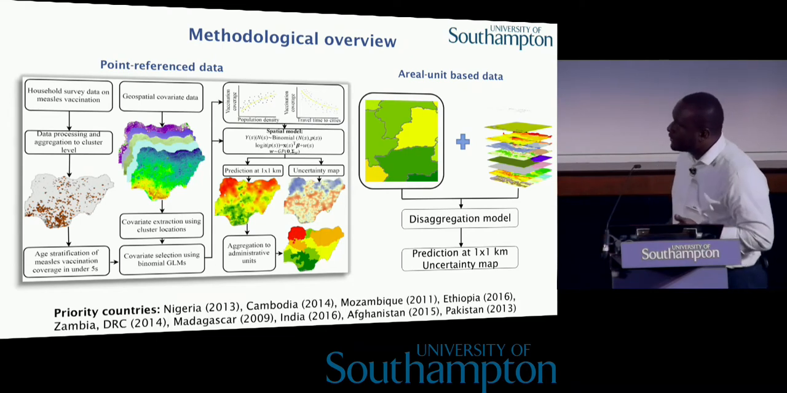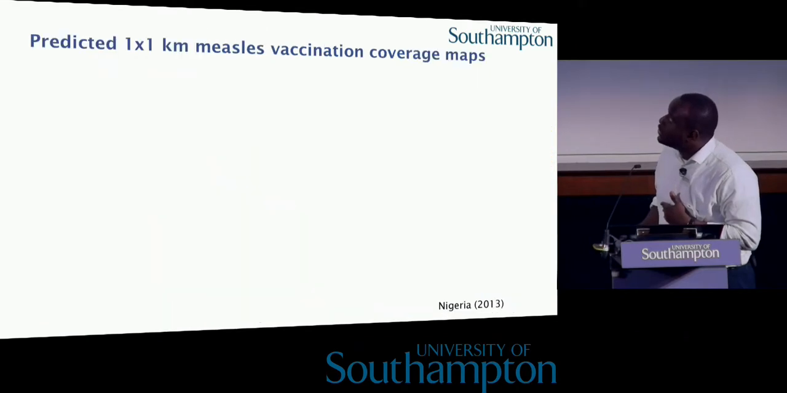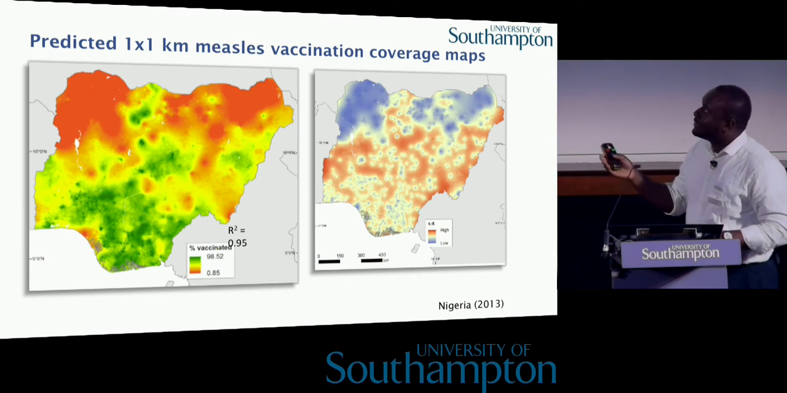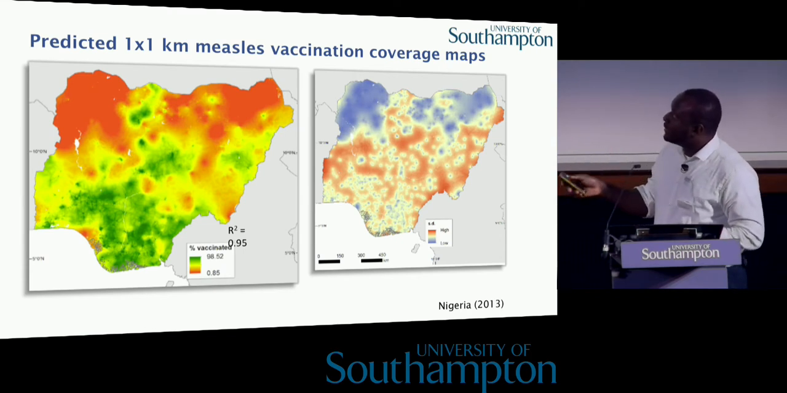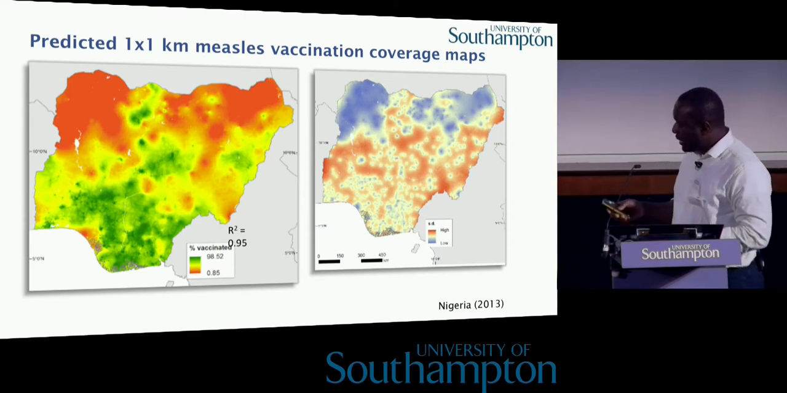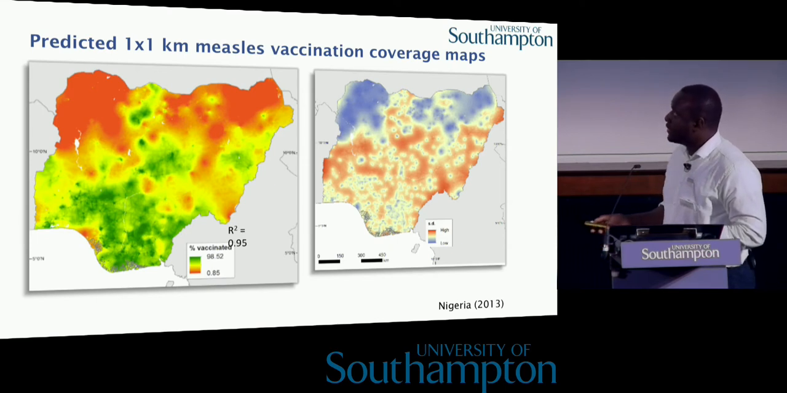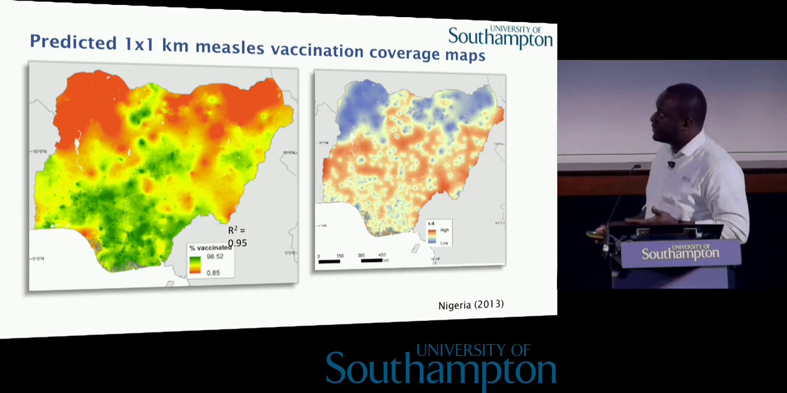So we've been focusing on 10 priority countries which are listed here. So here we have an example of predicted vaccination coverage map for Nigeria, showing that the northern region is a low coverage area compared to the southern region where you have higher coverage levels. And this map was produced with an accuracy of 95%, which shows that we have a high degree of confidence in the predictions that we have made.